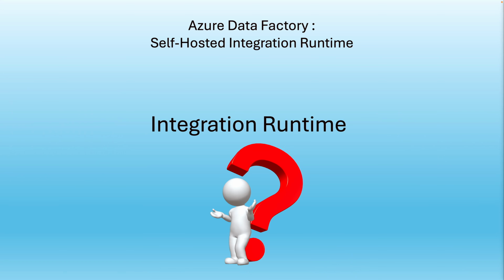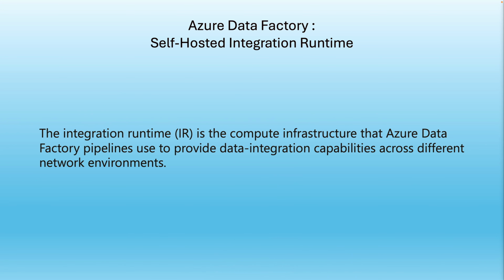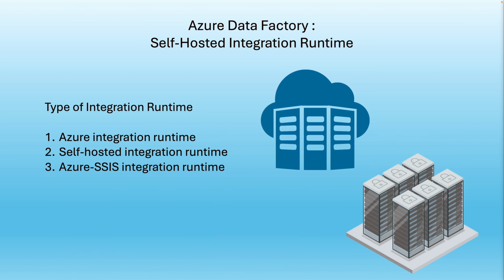The integration runtime is the compute infrastructure that Azure Data Factory pipelines use to provide data integration capabilities across different network environments. So it is nothing else but a compute infrastructure. There are 3 types of integration runtime: Azure integration runtime, self-hosted integration runtime, and Azure SSIS integration runtime.